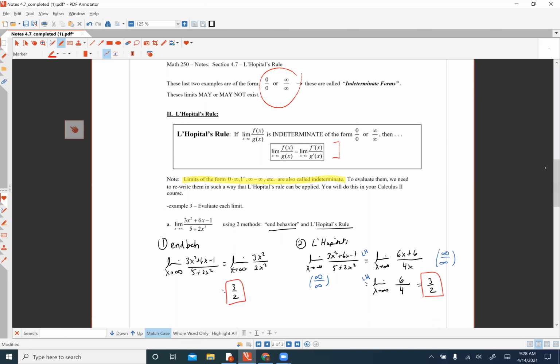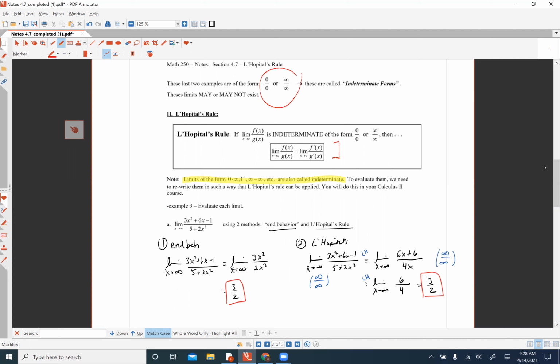And often that makes it easier to calculate the derivatives. And then it's kind of noted right here. You're going to in Calc 2. So this is called indeterminate form, 0 over infinity. And we learn more sophisticated ways of evaluating limits, like 1 to the infinity. What you'll learn is you'll evaluate the log of the limit. But that's a coming attraction for Calc 2.